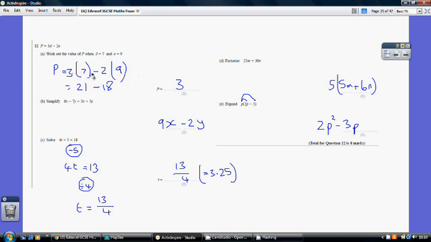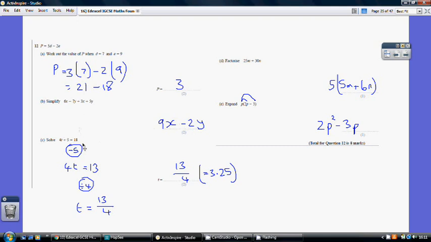Equally, you could just work out each component in turn. 3 7s are 21, then we're taking away 2 9s are 18, 21 take away 18 is 3. Now for part B, to simplify this, gather up the x's. So we've got 6x gathered up with plus 3x, so that's plus 9x. And then we're gathering up the y's. Minus 7y plus 5y is minus 2y.